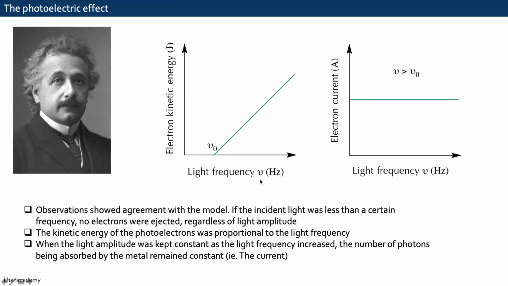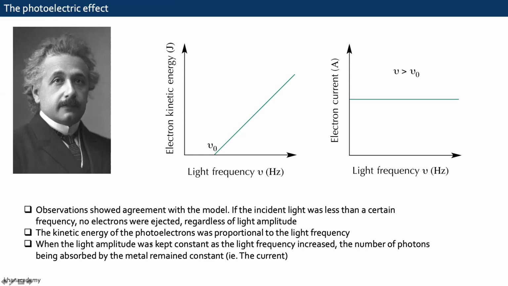And so the observation showed really good agreement with the model. If we look at this plot, the electron kinetic energy versus light frequency, where V naught again is some critical frequency, if the incident light is less than this frequency, then you don't get any electrons ejected. But the kinetic energy of the photoelectrons is proportional to the light frequency. So once you hit that critical frequency, then you'll start ejecting electrons. And this is a linear relationship.